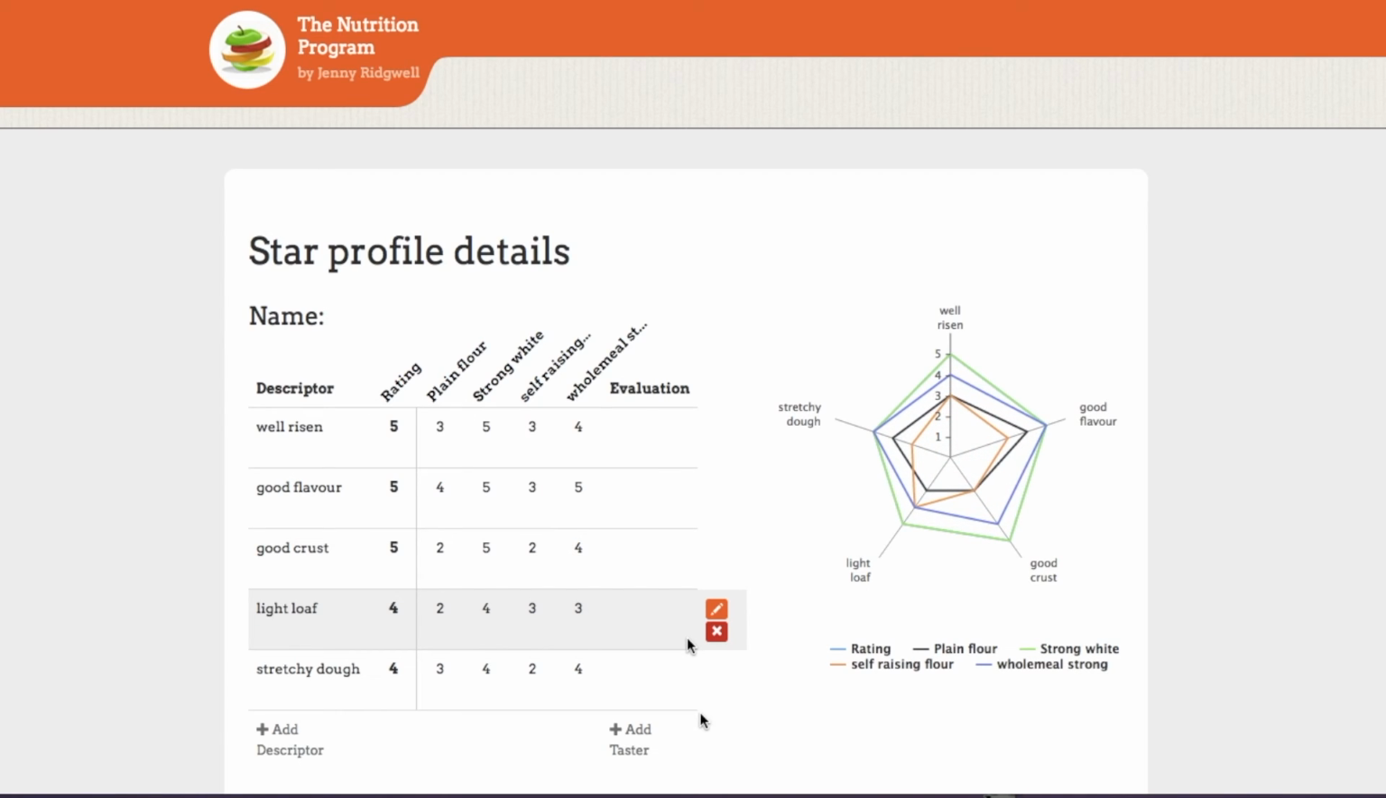Okay. In the next video, I'm going to show you how I fill in the evaluation, but you can see here the star profile shows you all the results of your flours, and then you can use that in your investigation presentation.